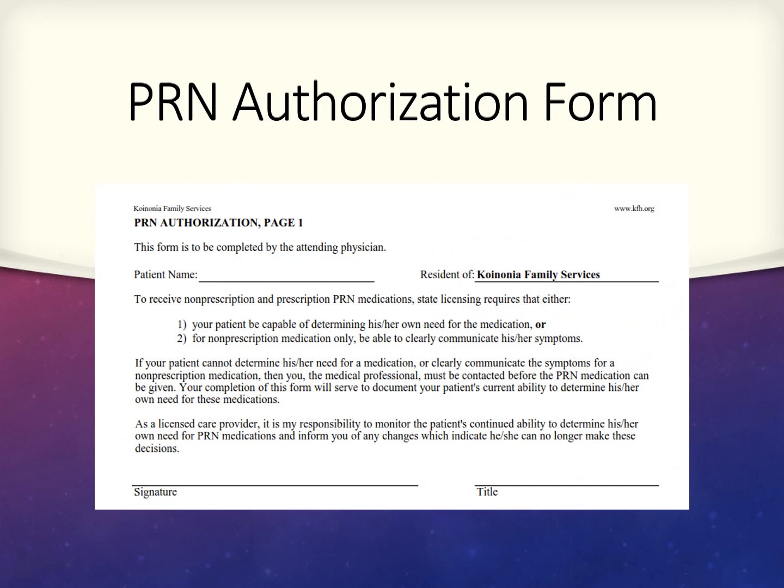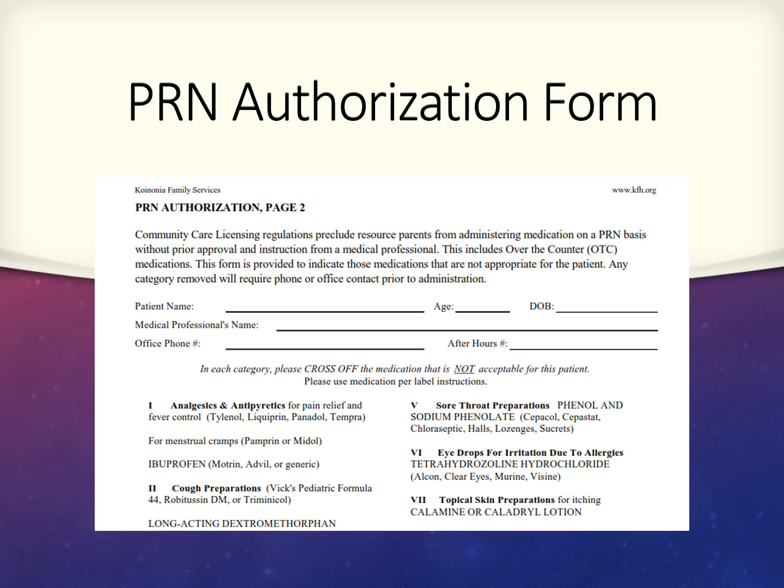The PRN authorization form is a two-page document that is typically completed on the first medical appointment. This form is signed off on by the treating physician and serves as written authorization for the child or the youth to receive prescription or non-prescription PRN medications. Page 2 of the PRN authorization form pertains to over-the-counter medications. Over-the-counter medications cannot be administered without prior approval from a medical professional. This page must also be completed at the first medical visit before any over-the-counter medications can be administered to children or youth in placement.